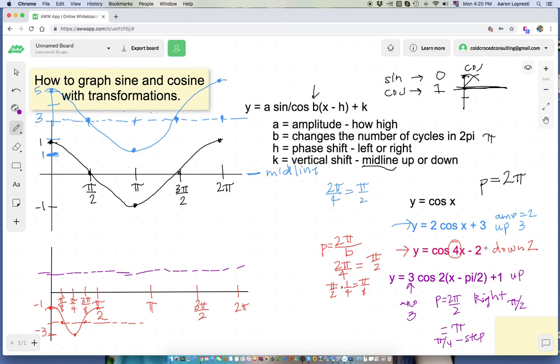Beautiful. All right, so that's done. We have an amplitude of 3, so I have to go up 1, 2, 3. I go down. That was a shift up 1, so that would be 1, 2, 3, somewhere in here. Okay, that's done.